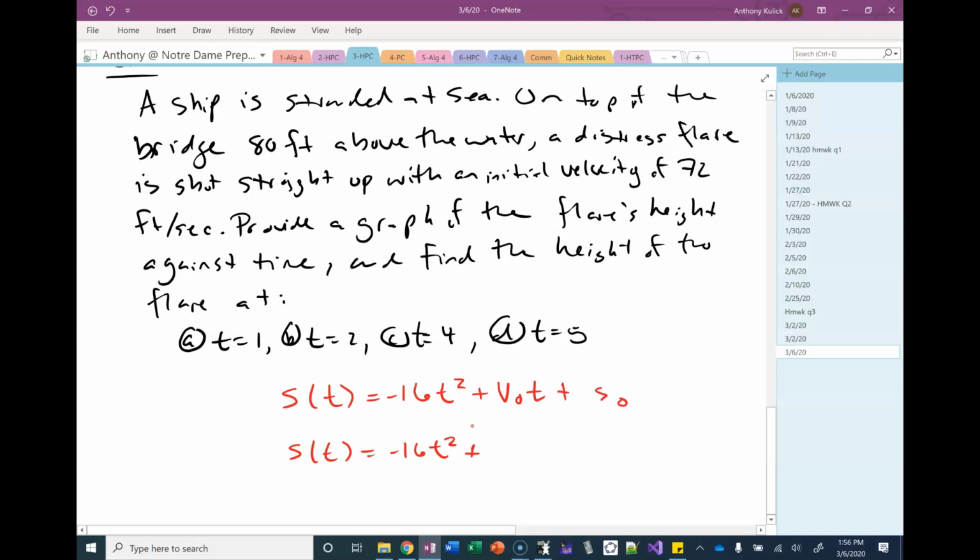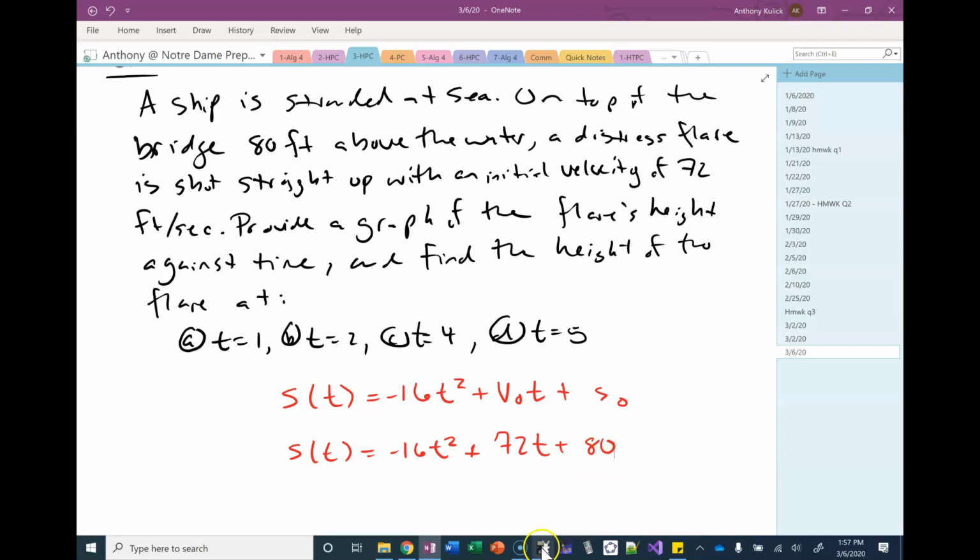Okay. What are we filling in for V of t? 72. And what are we filling in for S naught? 80.